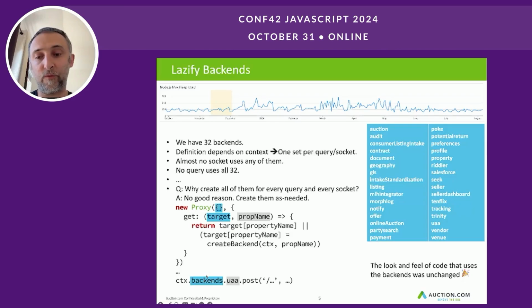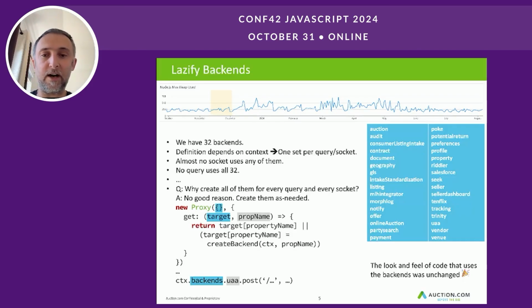When somebody asks for UAA and they ask for post, then we create the UAA backend on the fly as they are asking for it. And then we create the wrapper for the post method as they are asking for it. And it's not as if we're delaying the response by this, because we would have created these things anyway when the execution happens. So the response is not going to be slower. In fact, it's going to be faster because we're not creating 160 of these. We're only creating maybe a total of 4 or 5. So we're saving time, we're saving memory.